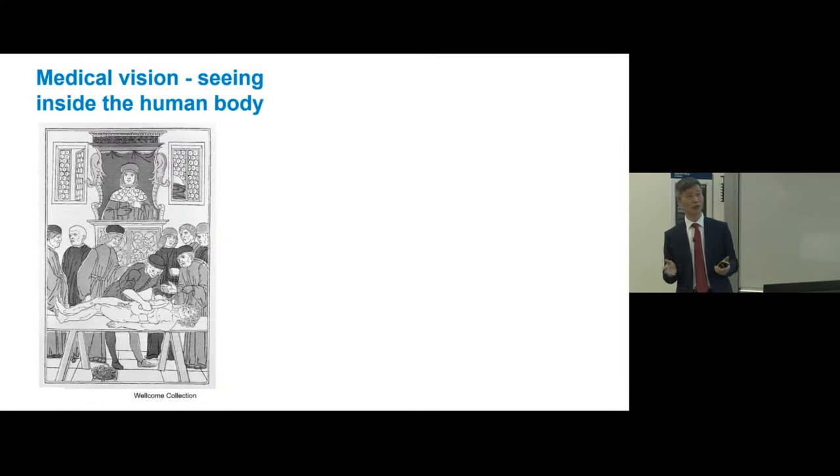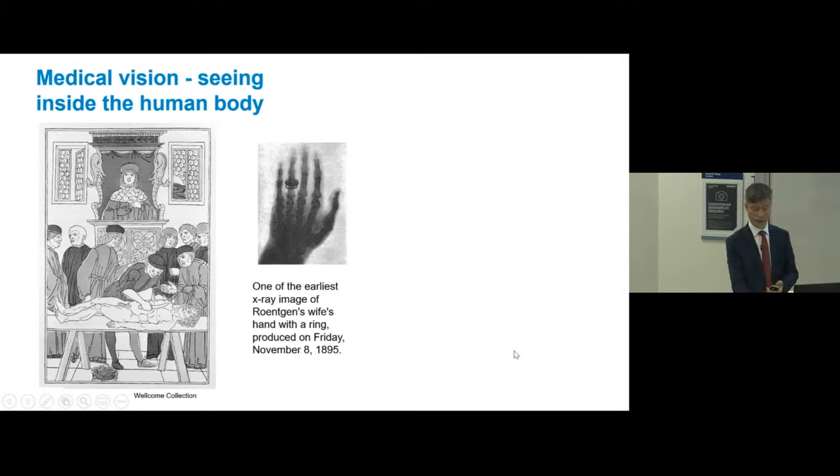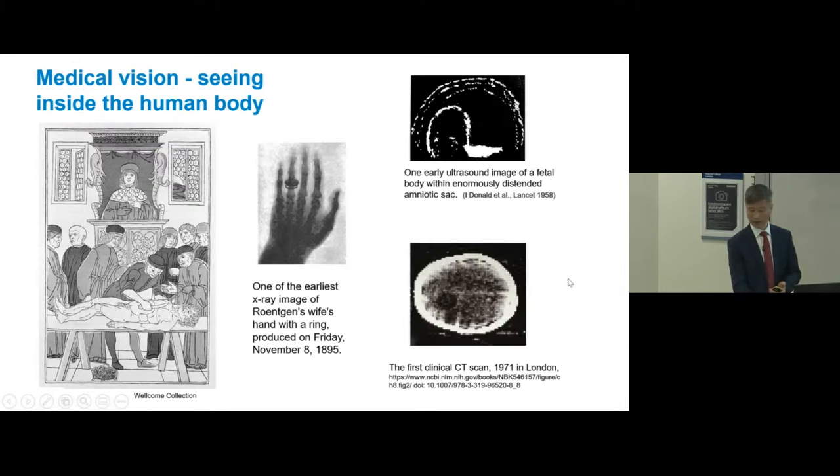Okay, medical vision. Before medical imaging technology came around, the only way you could see inside the human body was to cut it open, right? But we have the wonderful technology of X-ray imaging, 1895. I'm showing you here two images. This is an early ultrasound image of a baby in the womb, and this is one of the early CT images of a human head.